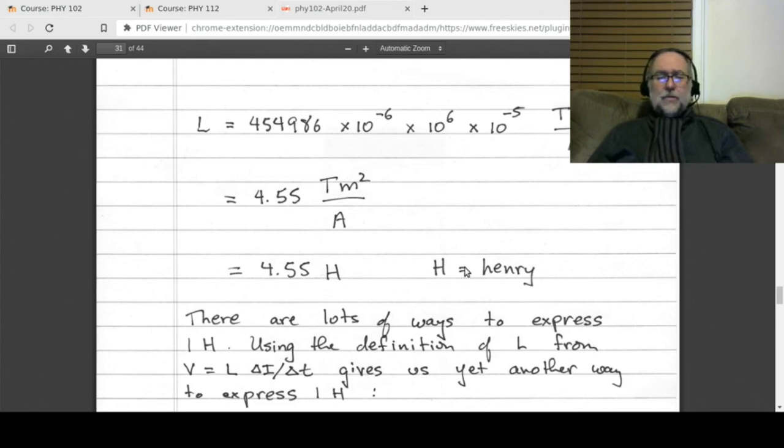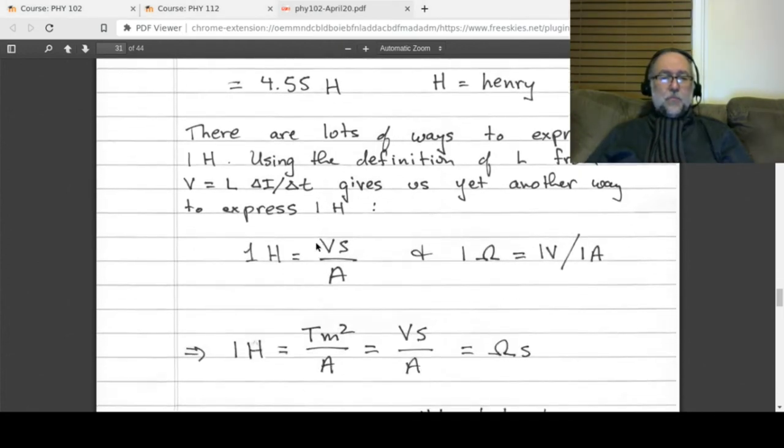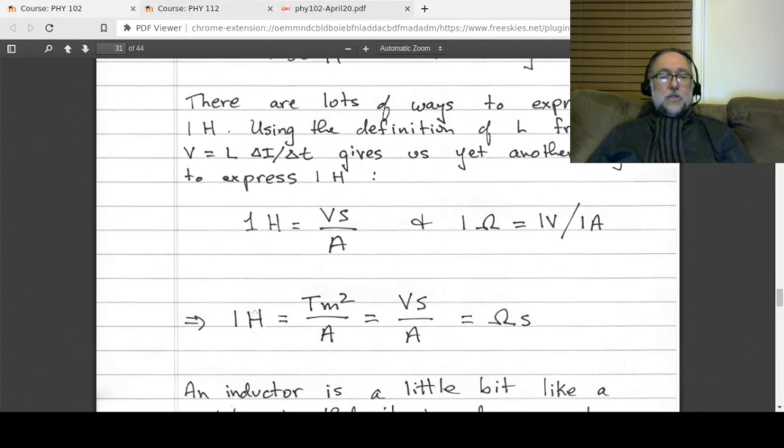With the Henry, the units in electromagnetism go wild. We're going to work with Henrys a little bit, so it's good to see how the Henry relates to some of the other units. Another way to understand a Henry is to express it as a volt second per amp. And you go, well, how does that work out?